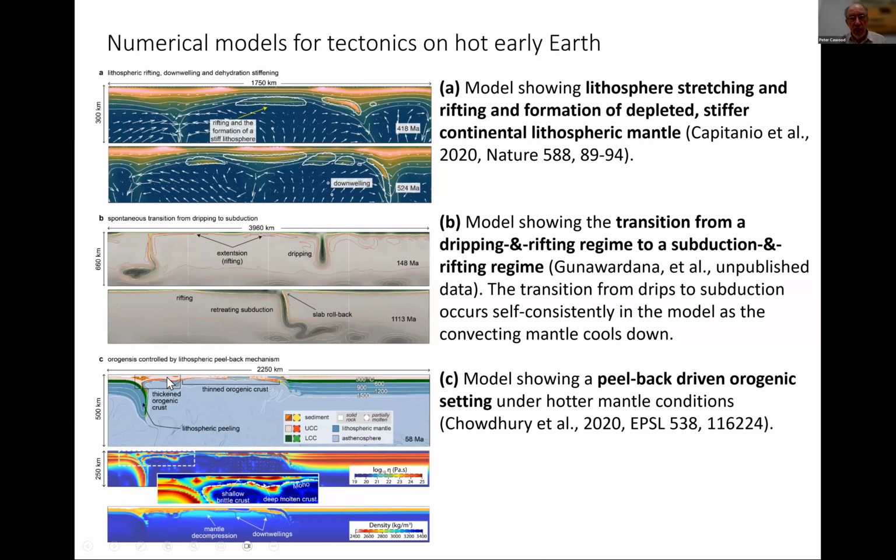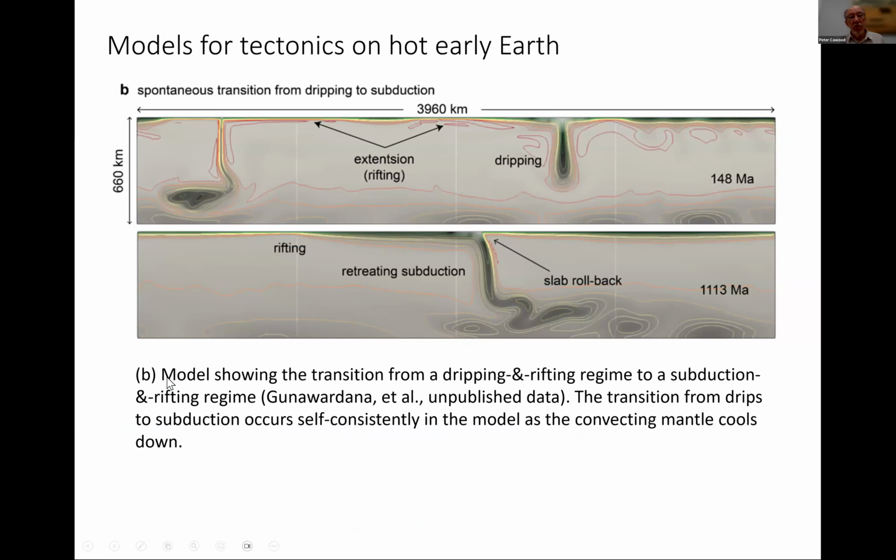I might skip that slide, and I'll go on to this one, which is a detail of that middle slide from the previous diagram. This is a model run by a PhD student of mine, Prashana Ganawandana, and this is a paper that's currently under review. What it shows is that a system that, if just left to run, progresses from what we call a rift and drip stage into a rift and subduction type environment after about 1 billion years. Again, at high mantle temperatures.